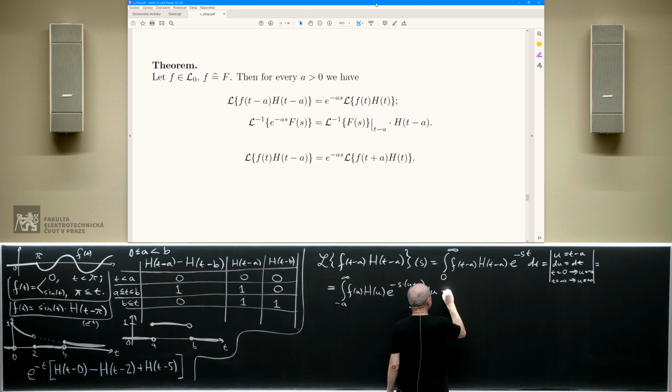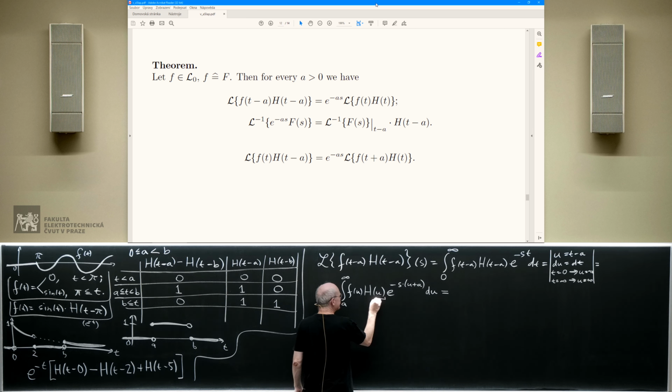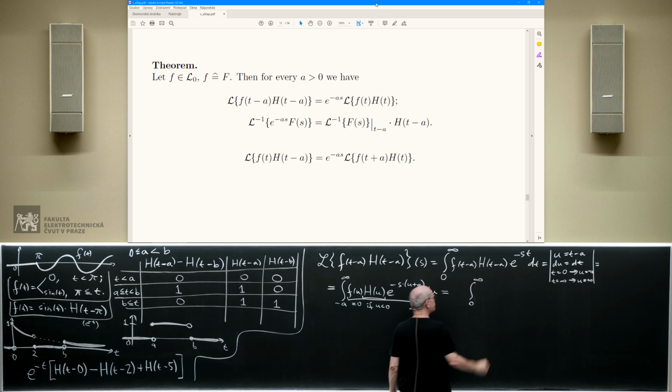Now, let's play with it a little bit. First of all, this Heaviside function, and therefore this whole thing, is 0 if u is negative. And therefore we can start integrating from 0. That's the first important observation. And go to infinity, f(u) h(u).